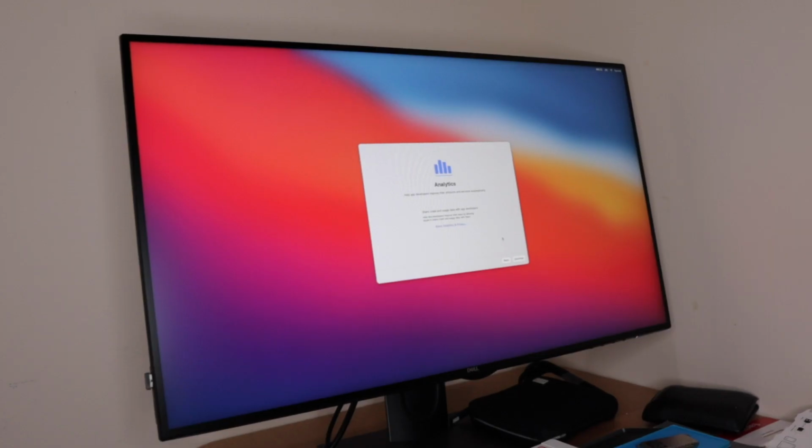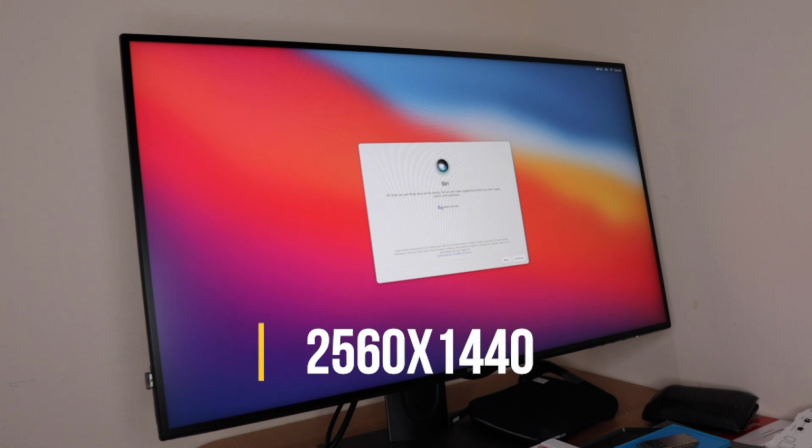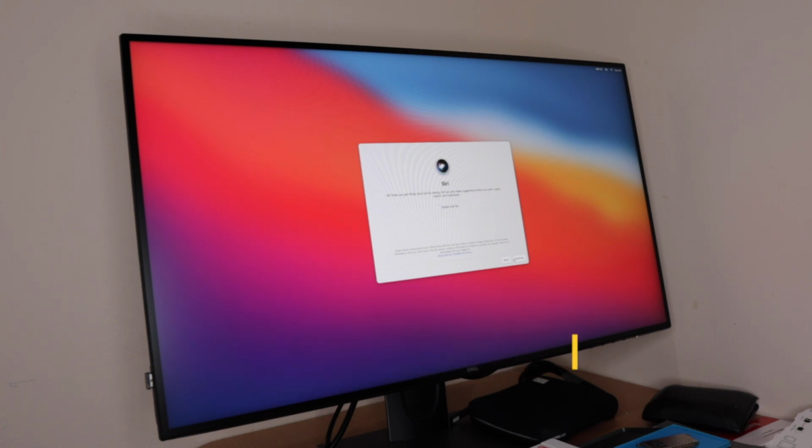This monitor has LED backlit technology. It's an IPS panel. Its native resolution is 2560 by 1440 at 60Hz. Maximum brightness is 350 nits.